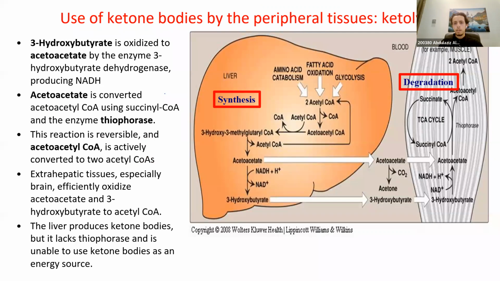Anyways, the point I'm trying to make is that thiophorase is an enzyme that can reverse this reaction. So we have formed the ketone bodies in the liver. They get transported through the blood into the muscles or the brain. And thiophorase can reverse this reaction. We had ketone bodies, but we don't want ketone bodies. We want acetyl-CoA. So it reverses the reaction and forms acetyl-CoA. And then that will be converted into the 2 acetyl-CoAs, and that can be used as an energy source. Did that answer your question, Nora? Okay, great.